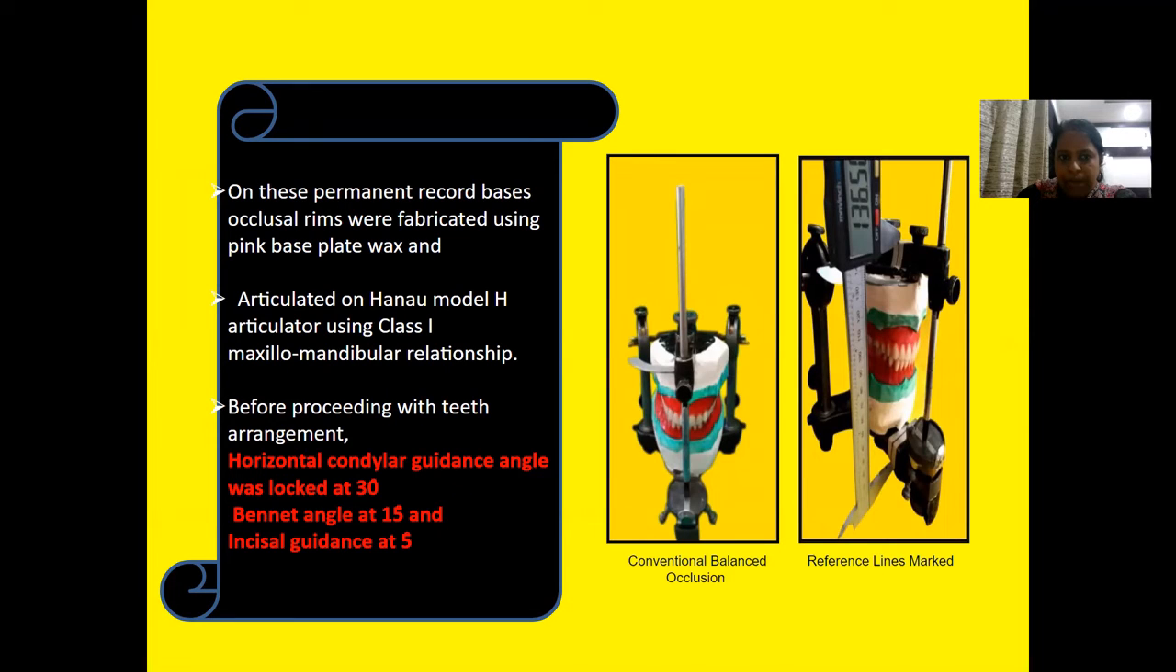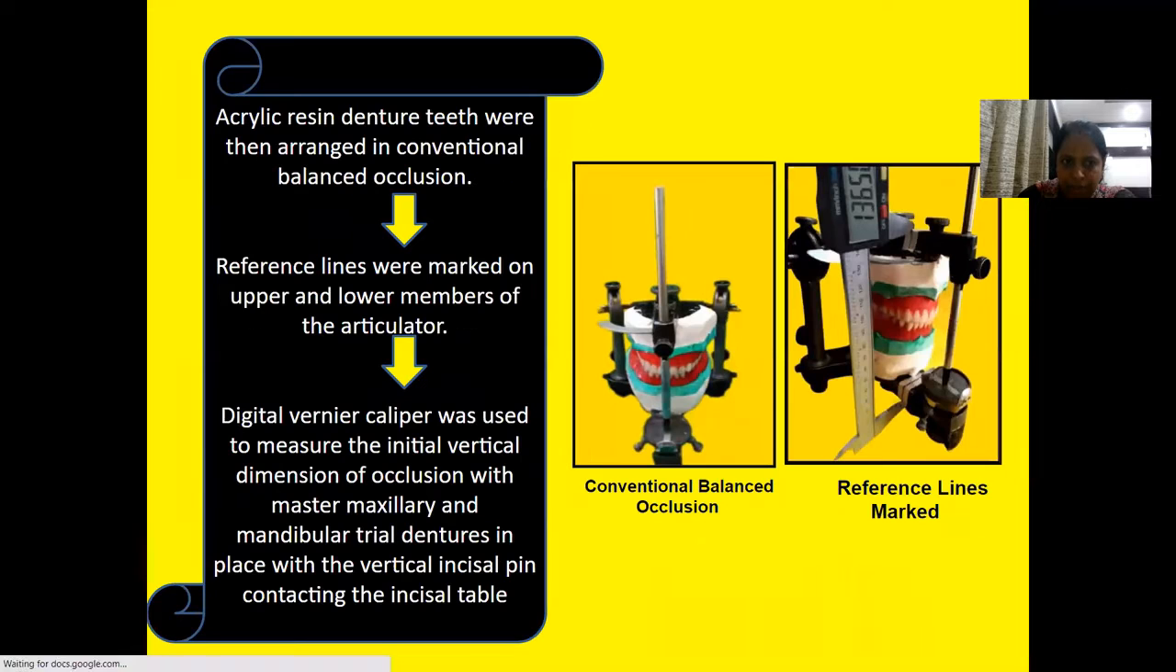After that, the occlusion rim was fabricated using pink base plate wax, and articulation was done using the Class 1 maxillomandibular relationship. Before proceeding with the teeth arrangement, the horizontal condylar angle was locked at 30 degrees, Bennett angle at 15 degrees, and incisal guidance angle at 5 degrees. After that, the acrylic resin denture teeth were arranged in conventional balanced occlusion, and 2 reference lines were marked on the upper and lower members of the articulator.